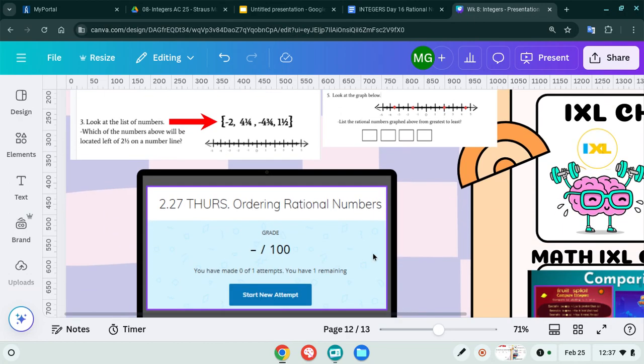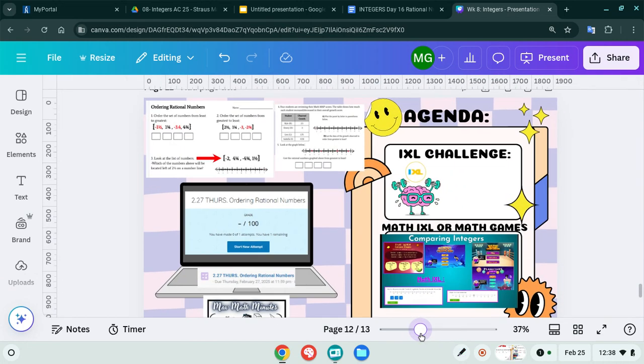All right, this is what it's called. 2.27 Thursday. I'm actually going to update it to where it has today's date of Wednesday. Okay, so it should end up saying 2.26 Wednesday for you. And that way we are ahead of the game. Remember, always ahead, never behind. On the last slide, I will put the actual math IXL that I want you to work on. So you'll see that on the last slide, so you can click on it and work on it, okay?